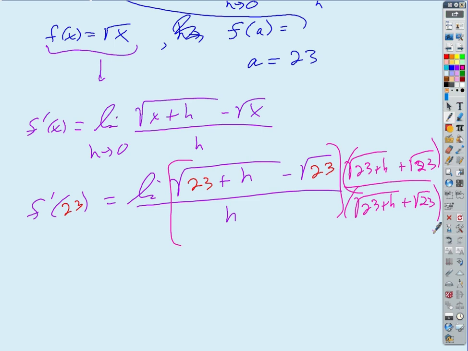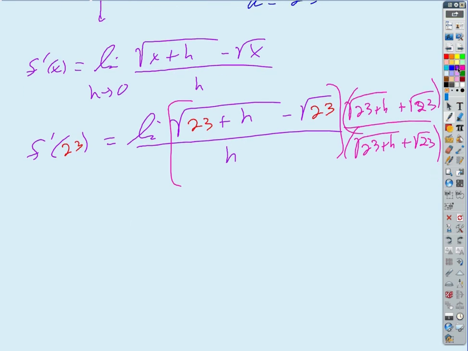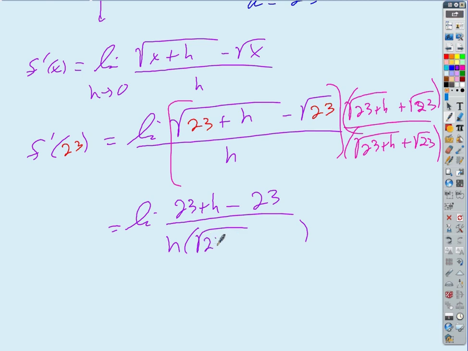Right, and then that's going to give us, you know, a minus b times a plus b is a squared minus b squared. So that would give us, if we did this, the limit of a squared, which is just 23 plus h, right? Minus b squared, which is 23, over h times this stuff, as h approaches 0. And look what happens.